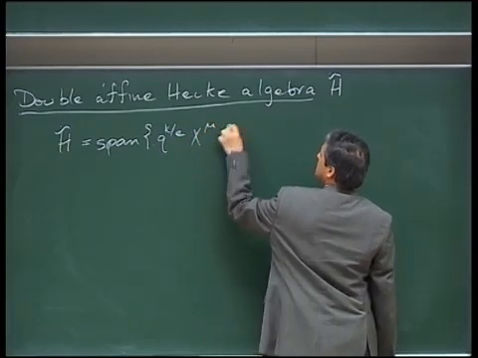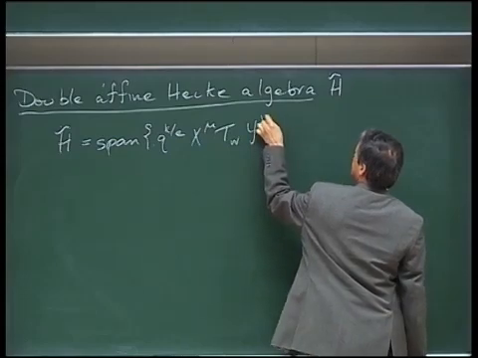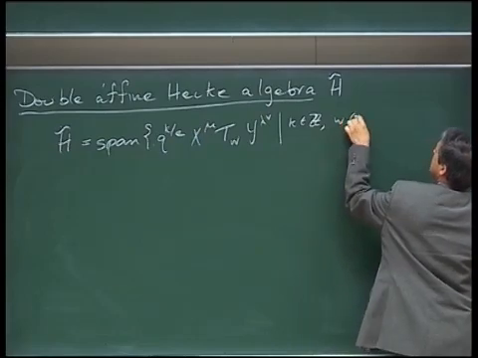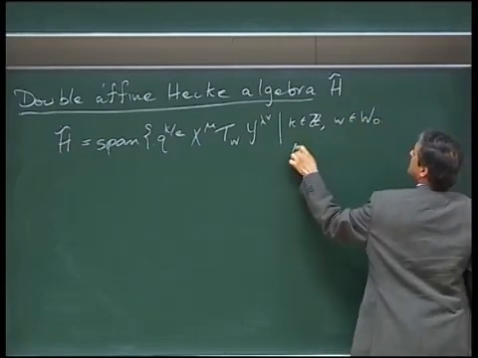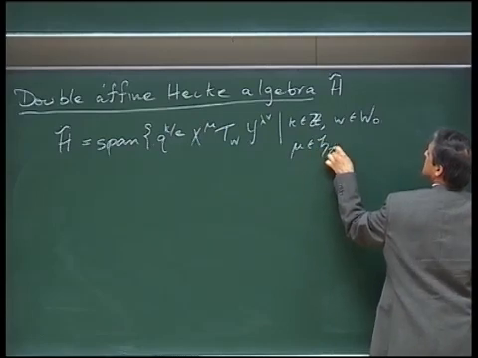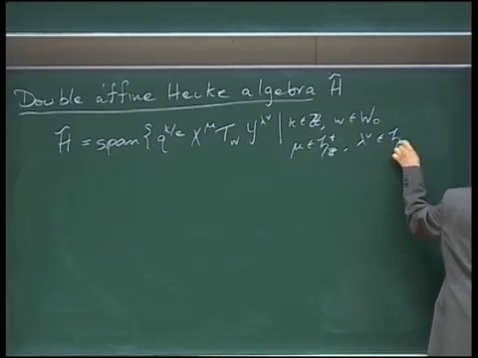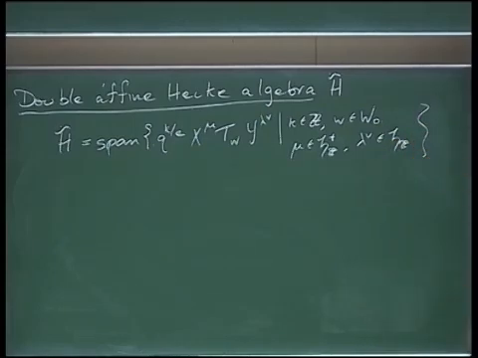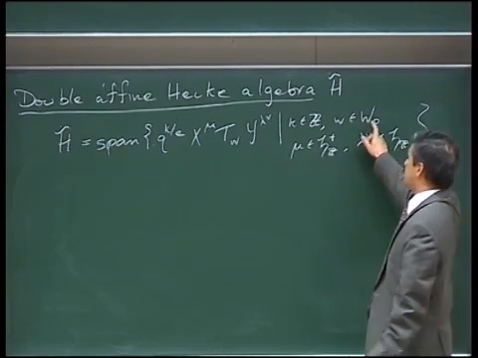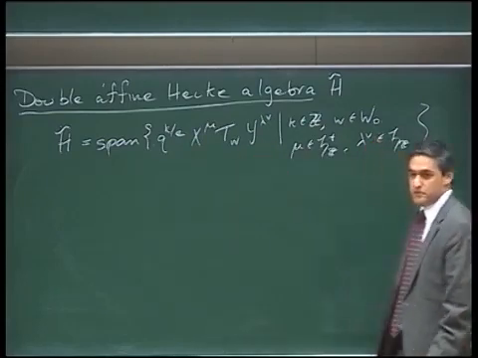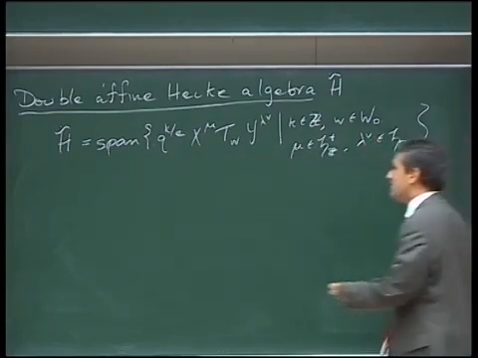X to the mu, t w, y to the lambda check. So k is an integer, w is in W naught, mu is in the first lattice, and lambda check is in the other lattice. And it looks like a central extension of a semi-direct product of W naught with a Heisenberg group. Okay, so that's our concept.